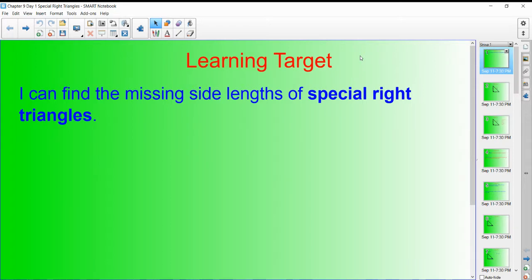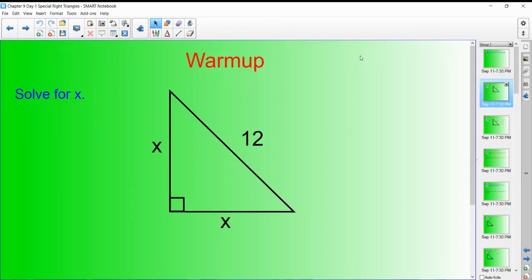There are two really important special triangles that have right angles that we need to know information about, that are going to help us later in the unit. So let's start with a warm-up. I want you to solve this problem for x. Think about how you would do it.